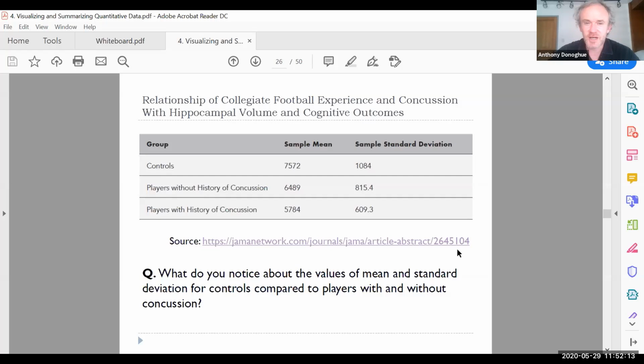Yes, both values are much larger for controls. And another comment about the values of the standard deviation. Yeah, the standard deviations are going down. So yes, the values are falling and the variability is narrowing. It's kind of like you sense a contraction going on. You know what I'm saying? The mean hippocampal volume is falling, and the values are narrowing in around those smaller values.